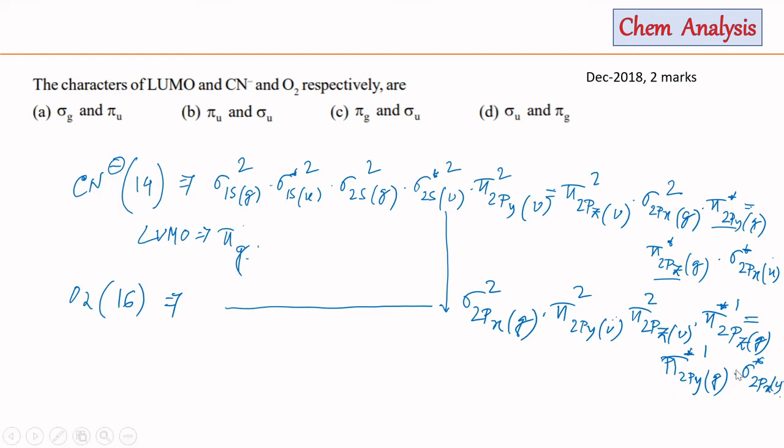So we can see here that the LUMO for the oxygen molecule will be sigma 2px u star, that means sigma u. Since according to the options it is only given as g and u, we are just writing g and u. So we can see that option C is the correct answer for this question.